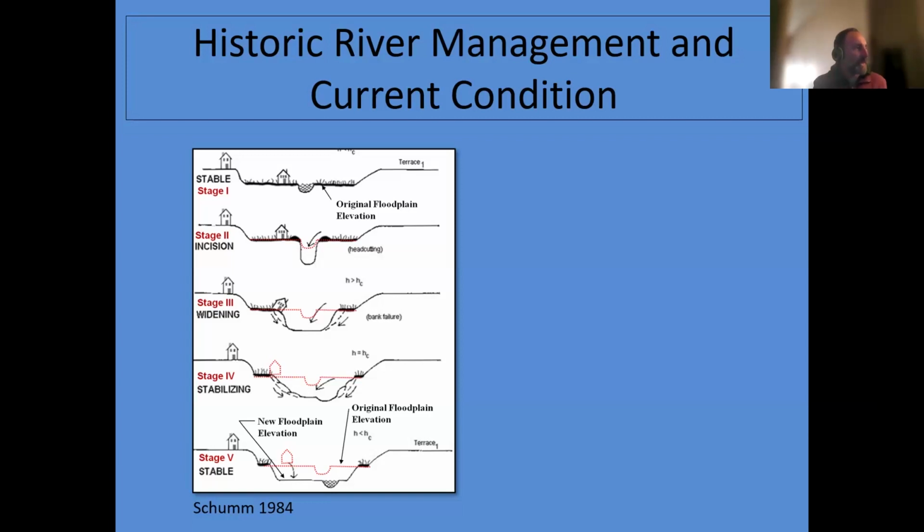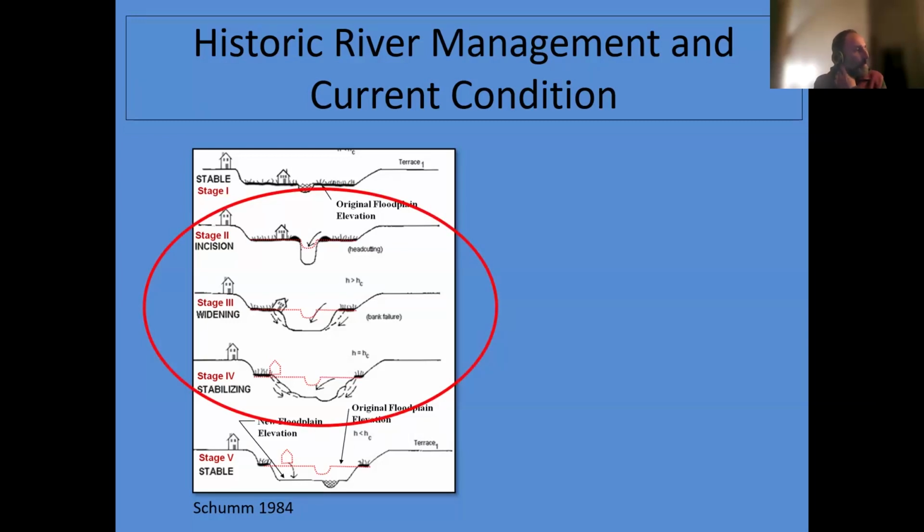That process keeps going until the banks get so high that they start to fall in, and you enter stage 3, the widening phase. The channel widens for quite some time until it's so wide that the power of the flow in the channel starts to decrease. The amount of sediment coming in starts to outweigh the power that's left, and you enter into the stabilizing stage 4. And ultimately, the new floodplain gets rebuilt in this stable stage 5, and that's what we see, right? We see that all over the landscape, and I'm sure you all do too.